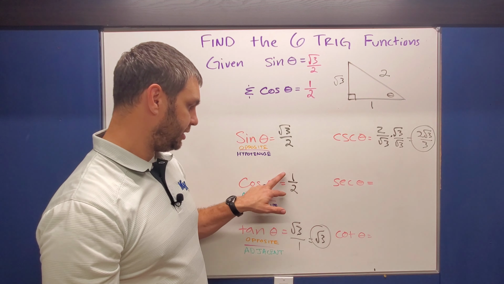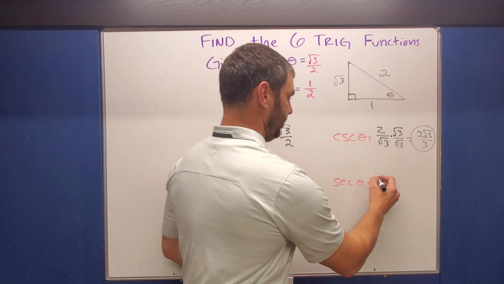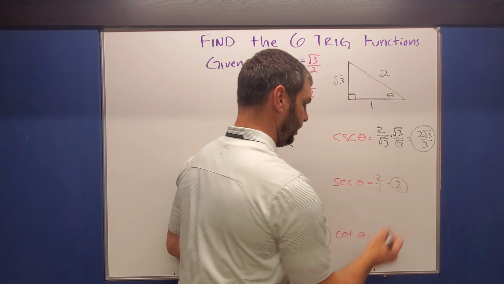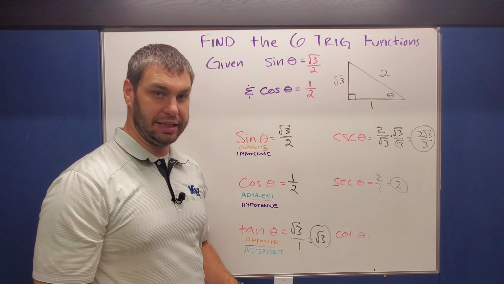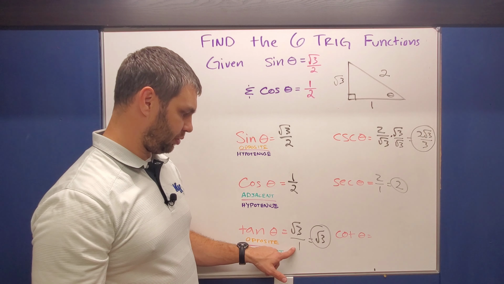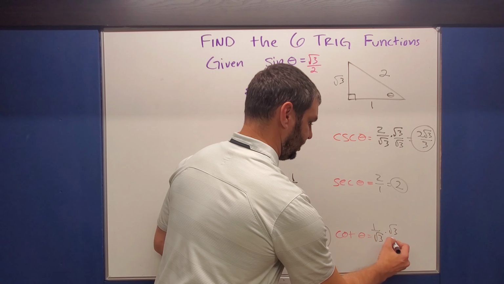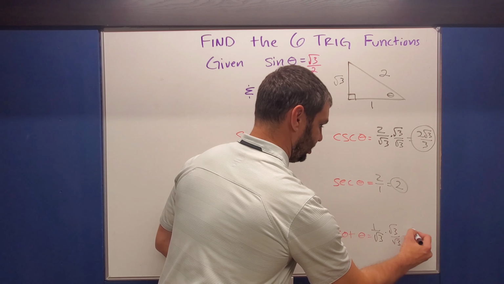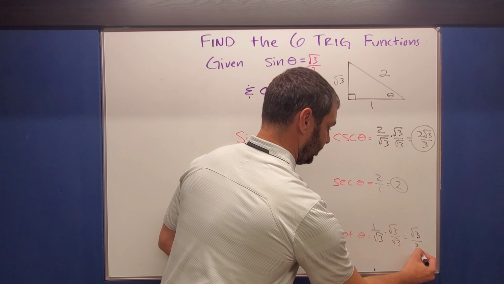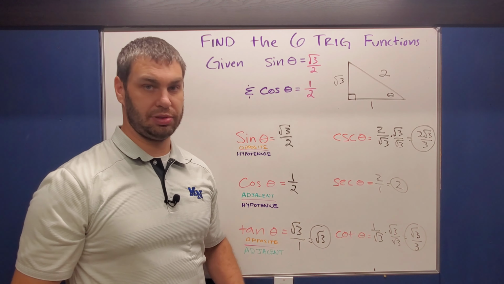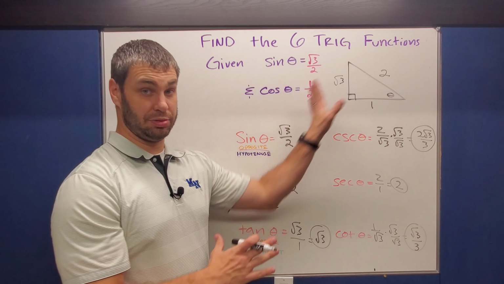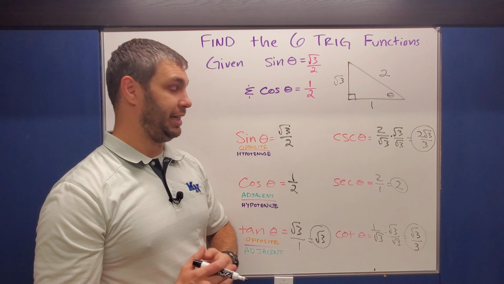Here, secant, just going to flip the 2 and the 1 to be 2 over 1 or 2. And then the last one is going to be cotangent. This was the square root of 3 over 1, so we can make it 1 over the square root of 3. Again, I have to rationalize that denominator, and that's going to give me the square root of 3 over 3. All right, so those are our 6 trig functions. Without giving a picture this time, we drew our own, but we were able to find all 6.